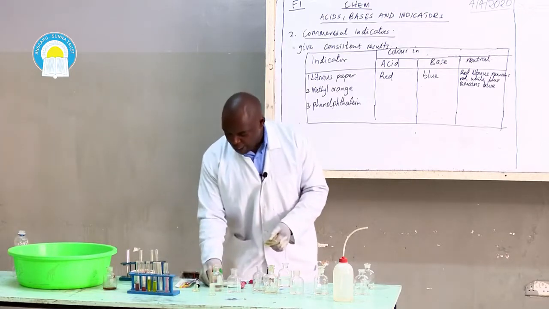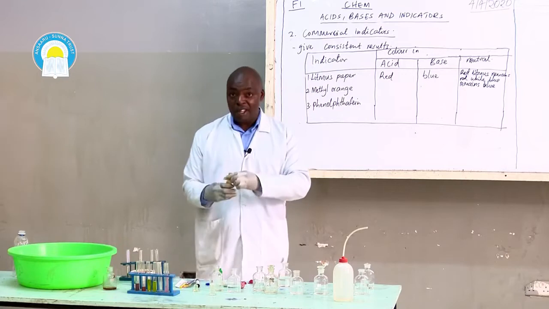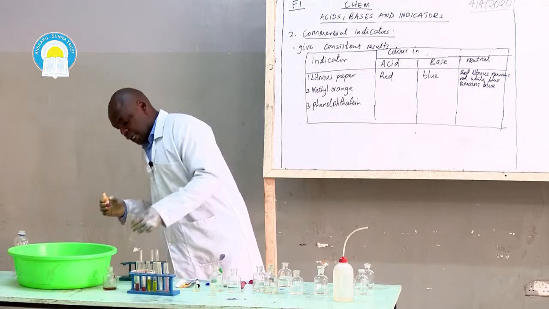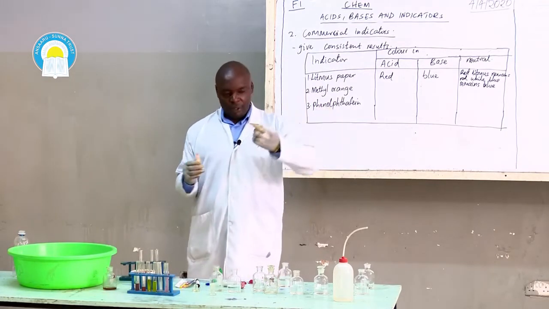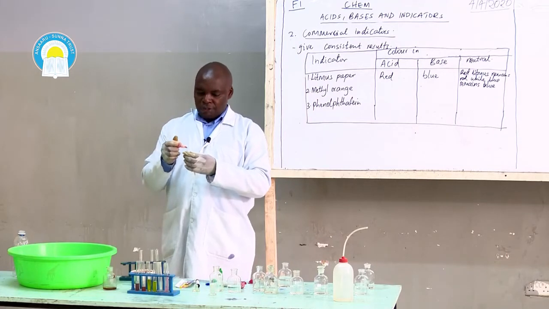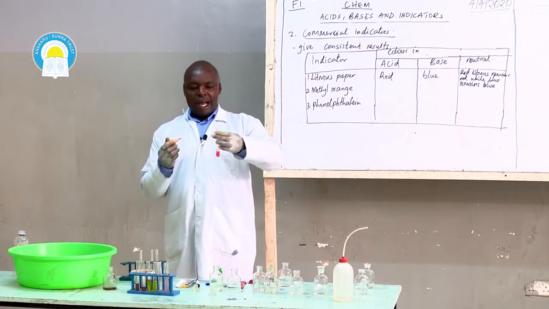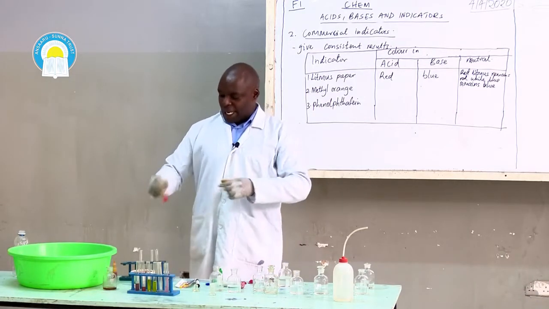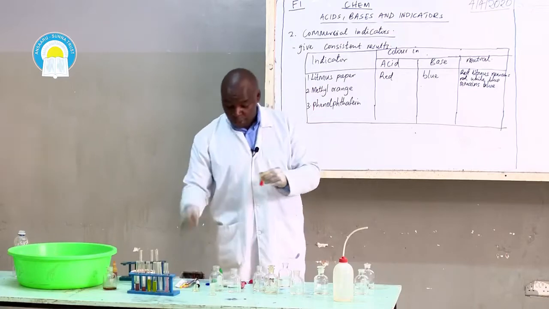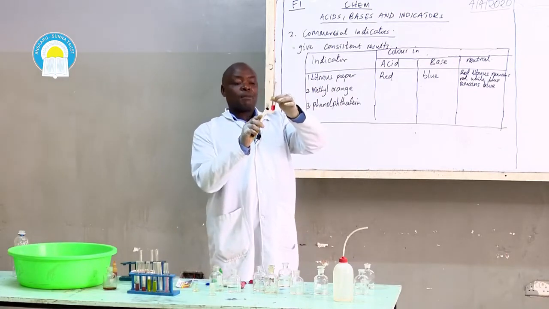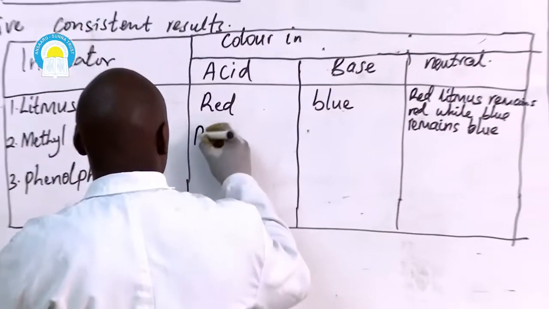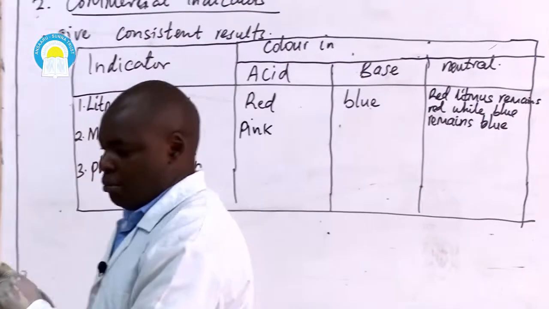That is litmus paper. There is the next indicator, which is methyl orange. I have methyl orange indicator. I'm going to use a solution of an acid. So you see the solution of propanoic acid, which I had put here. Yeah, you see that the methyl orange indicator shows a pink color in acid. Methyl orange will show pink color in acid.